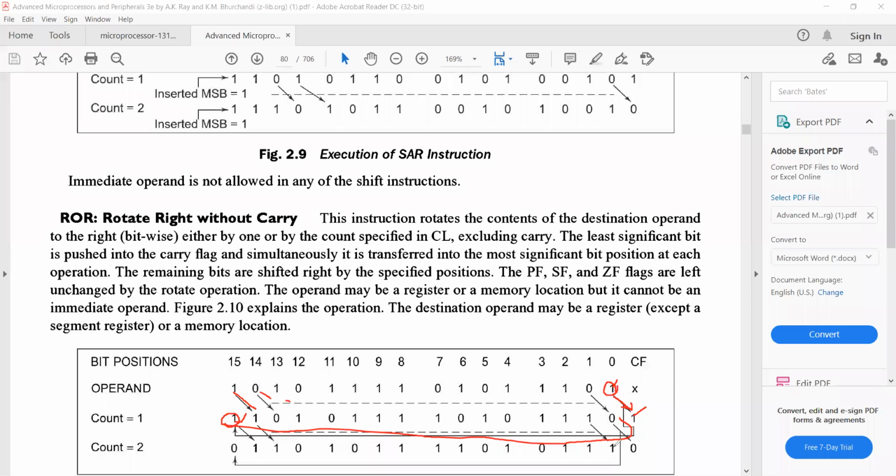When you come to the second rotate operation, what is happening here? We are rotating right, but this LSB position bit is occupying the carry bit position and also the MSB position. That is called rotate without carry. We can also rotate with carry, which means the carry flag bit will occupy the position of MSB. That also I will show you.